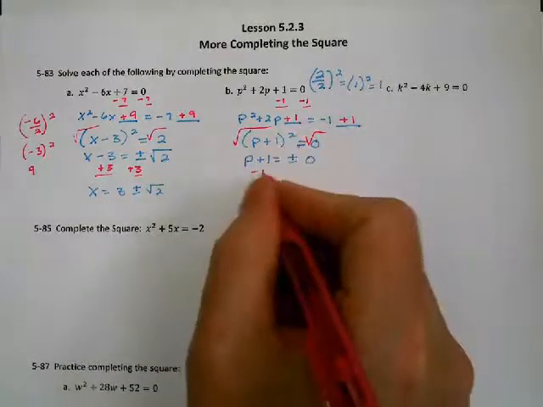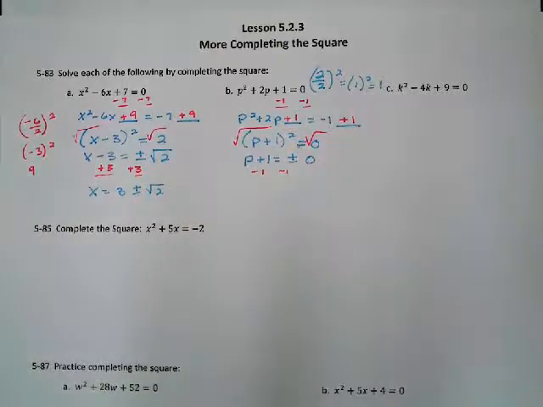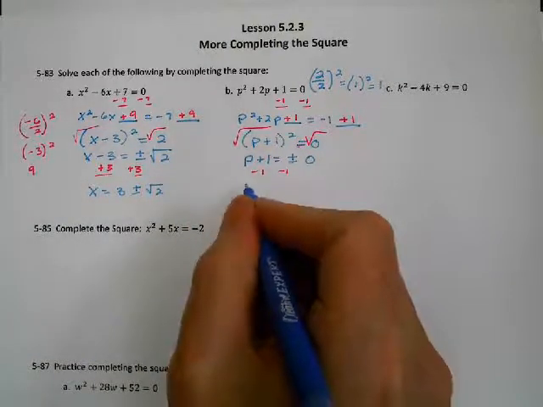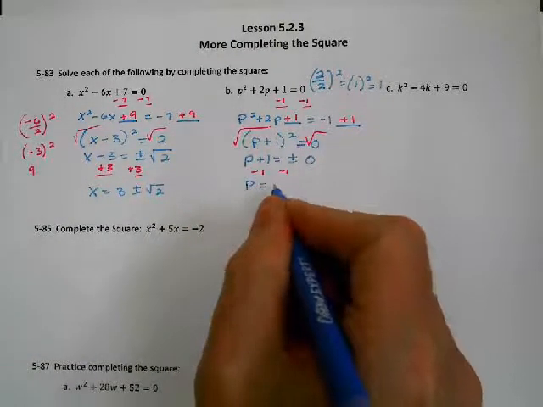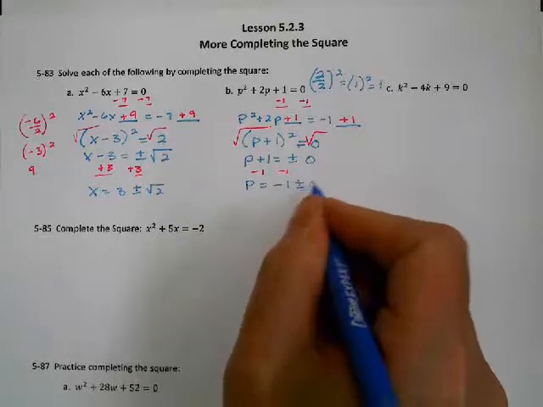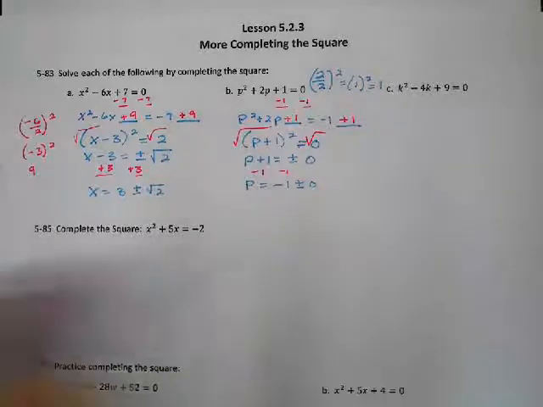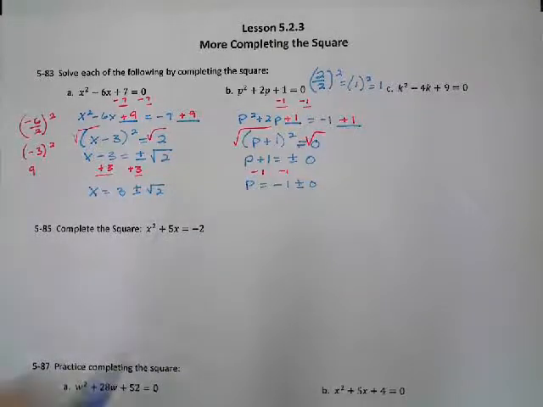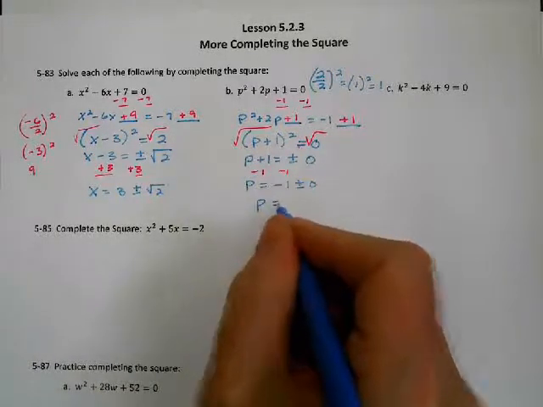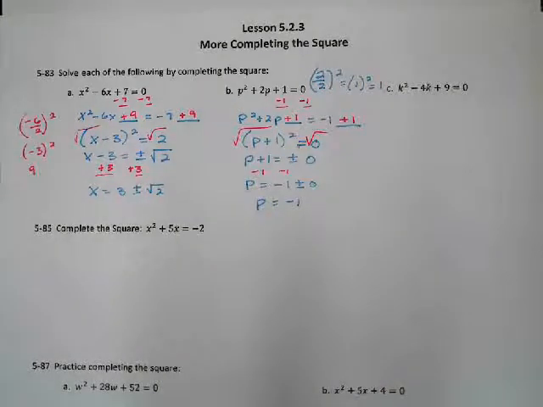Finish it off by subtracting 1 from both sides, and we get p is equal to negative 1 plus or minus 0. Well, negative 1 plus 0 and negative 1 minus 0 are the same answer, so we only have one answer for this one. We've got p is equal to negative 1. This just means that if we were graphing this quadratic equation, or as if it was written as a quadratic function, we would only have one y-intercept. So we'd cross the axis at just one point.